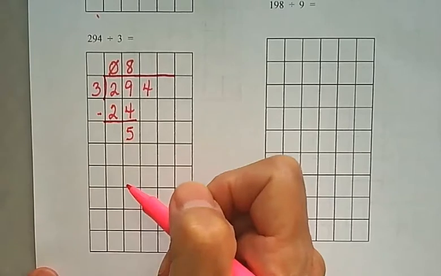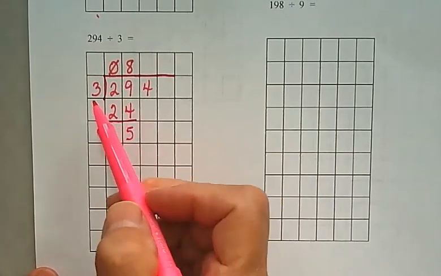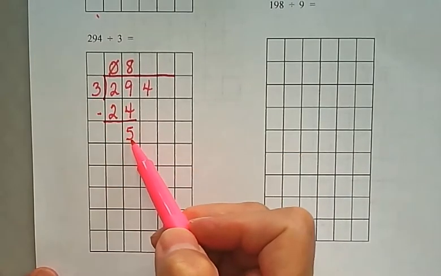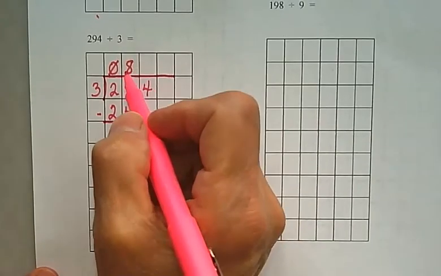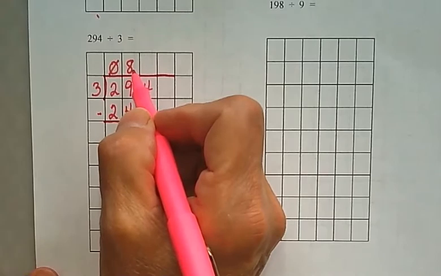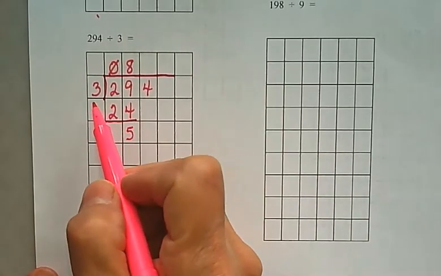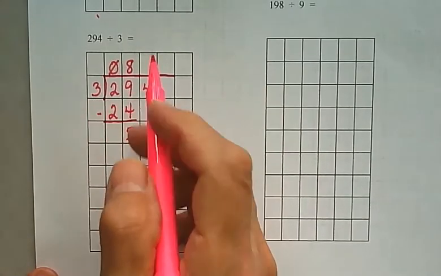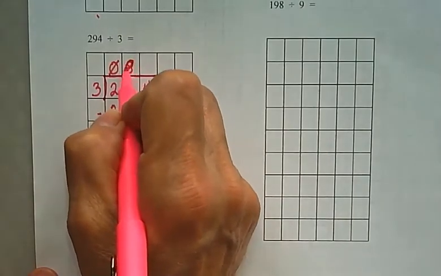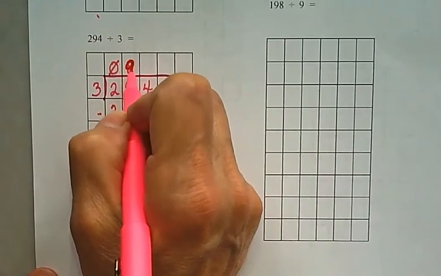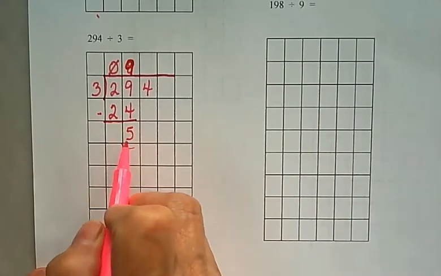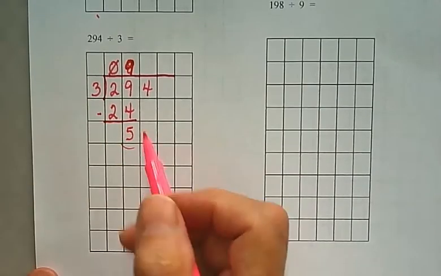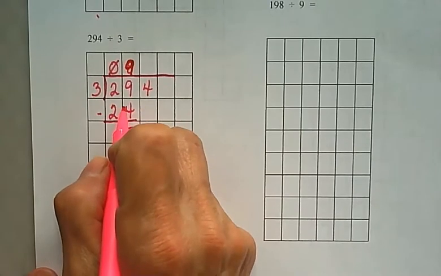2 minus 2 is 0. Check. Oh, I've got a problem here. 3 is smaller than 5, so I didn't go large enough. So that means that this number is not big enough. So I've got to go back up here and say, wait a minute. 3 divides into 29 9 times, because that's 27. So again, you want to check here. If this number is bigger than this number, you've got a problem. So 9 times 3 is 27.